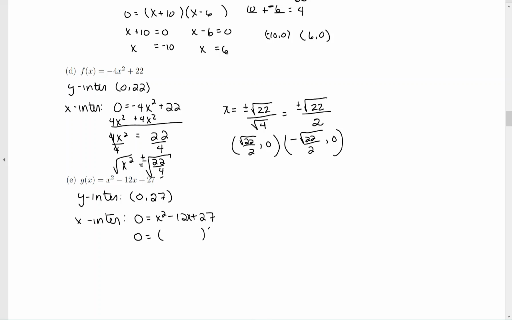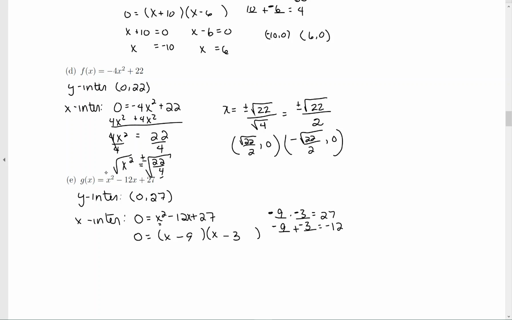So two sets of parentheses to get x squared, x times x, to get positive 27 when you multiply, but negative 12 when you add. You have to come up with the right combination of numbers, and sometimes it takes a little bit of doing. I'm going to use 9, 3, but now pay attention. 9 times 3 is 27, but positive 9 plus 3 is not negative 12. I'm going to have to put negatives on both the 9 and the 3. So in my factor, it's going to be x minus 9, x minus 3.